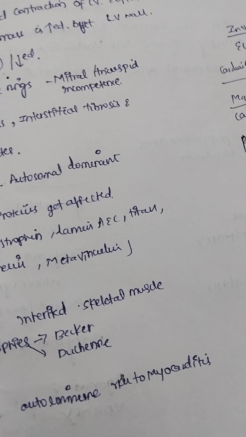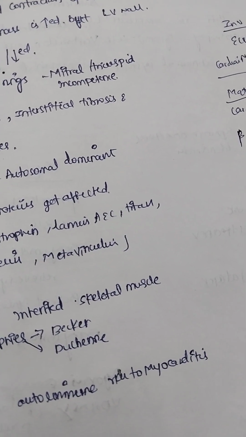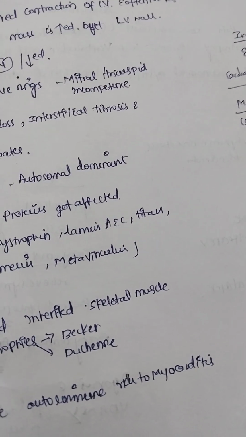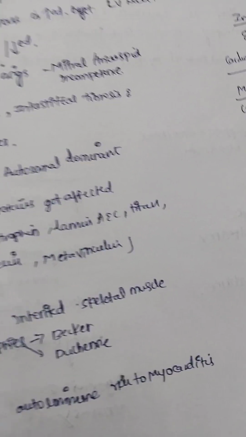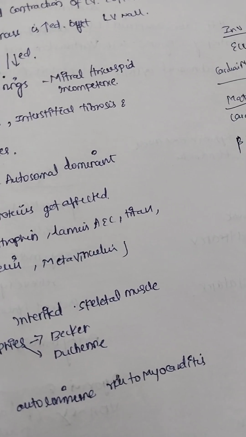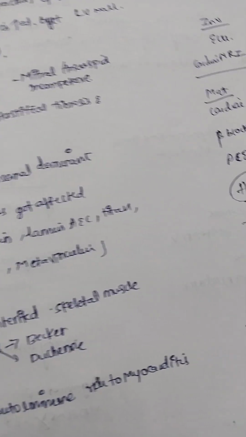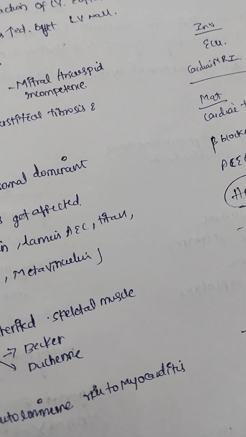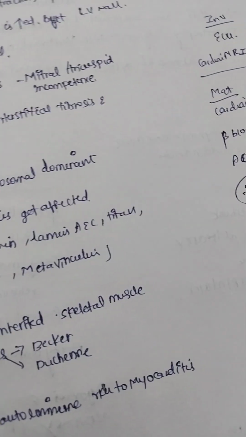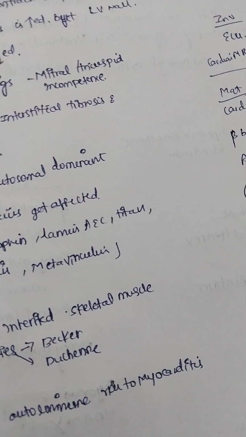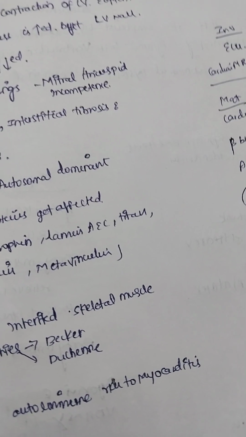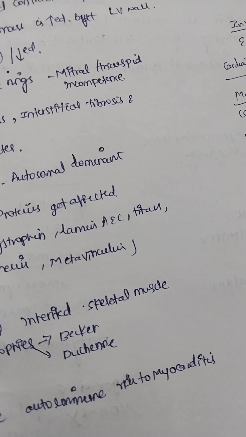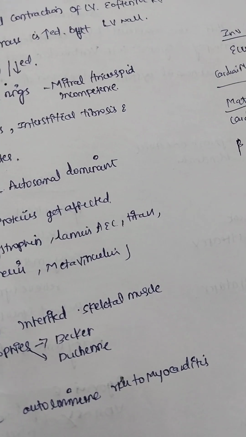So these proteins are getting altered due to some mutation. This is genetic, an autosomal dominant pattern, so males also get affected. If it is X-linked, most commonly only males will get affected. If it is autosomal dominant, then females can also get affected, right? X-linked means in males only one X chromosome is there, so males can get easily affected, right?